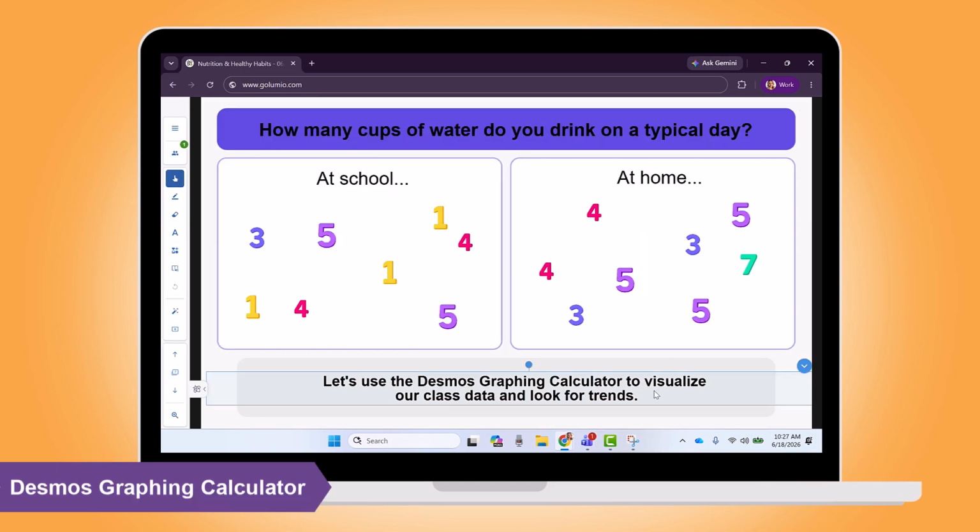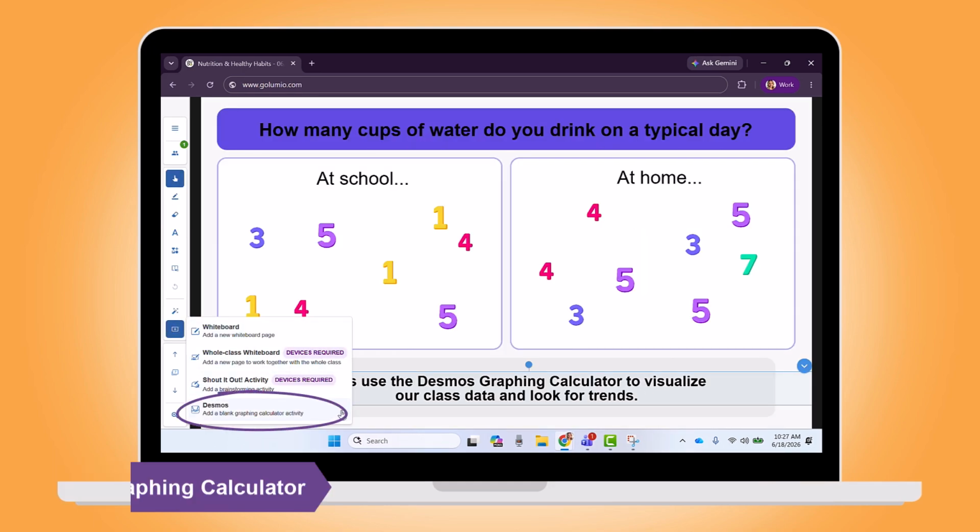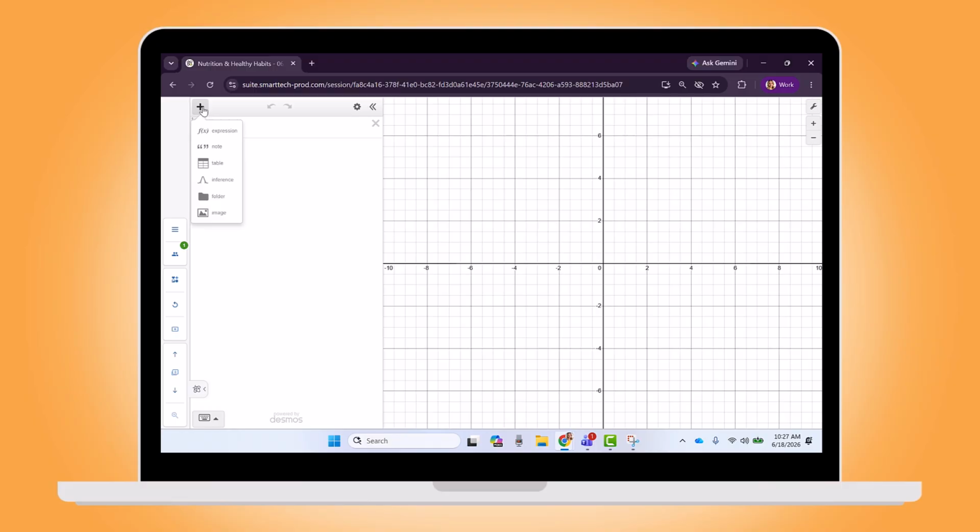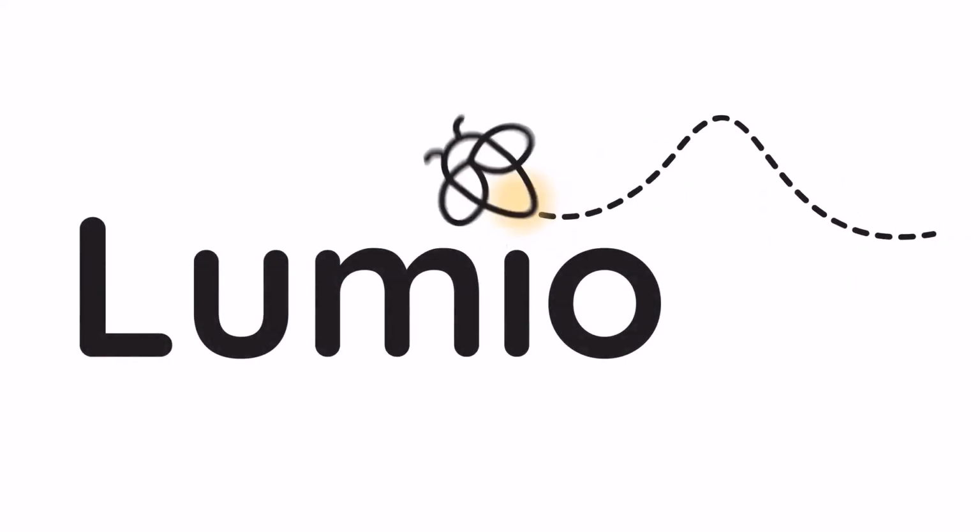Need math tools in the moment? Insert a Desmos graphing calculator to explore tables, graphs, functions, and more. With Lumio, teachers can easily capture real-time learning, discussions, and collaboration, turning them into meaningful, engaging, teachable moments.